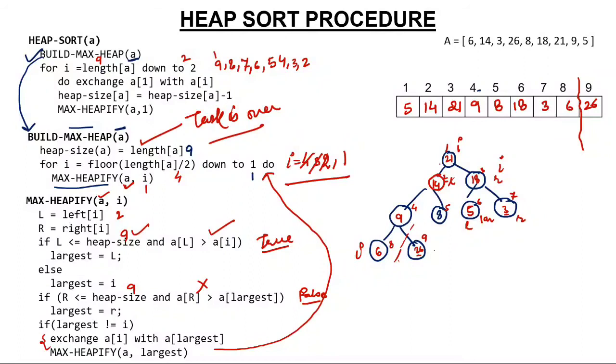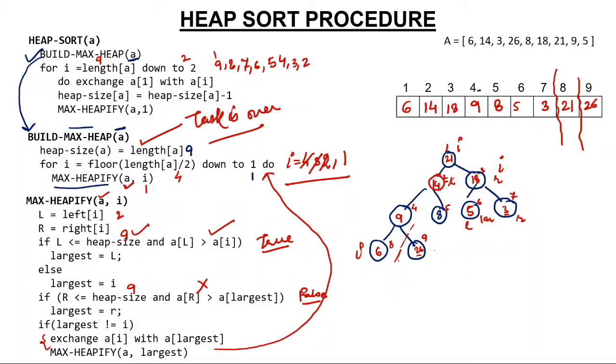Now you will again make the changes in the array. The first position is now 21, second position is 14, third is 18, fourth is 9, then 8, then 5. Sixth position is 5, then 7, 3, then 6. Now you again apply the same procedure. You exchange the first element with the last element. When you exchange, 6 will come here, 21 will come here, and you will see that the second last position has the second largest element.